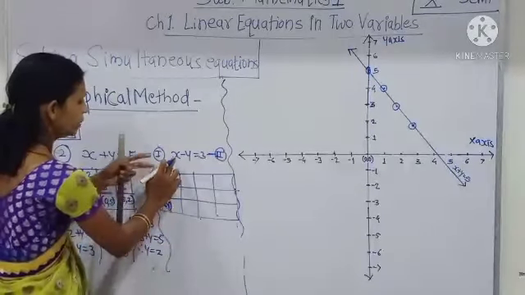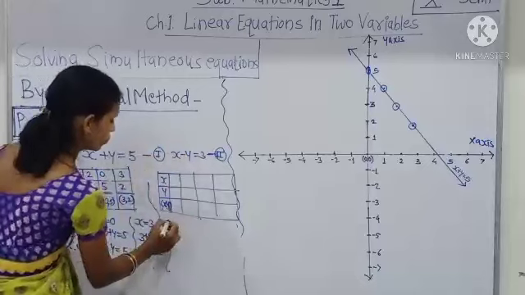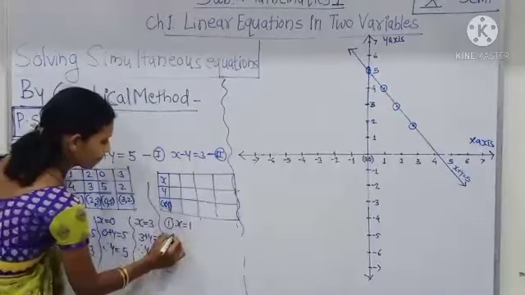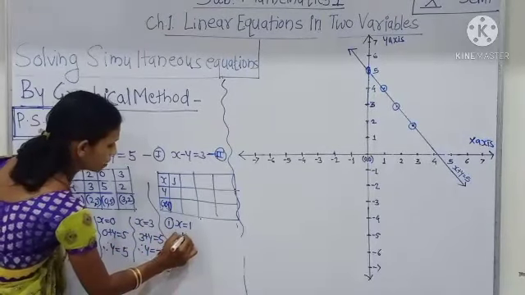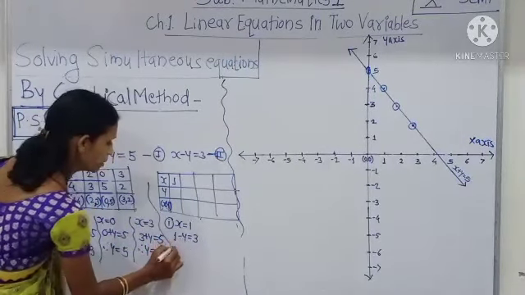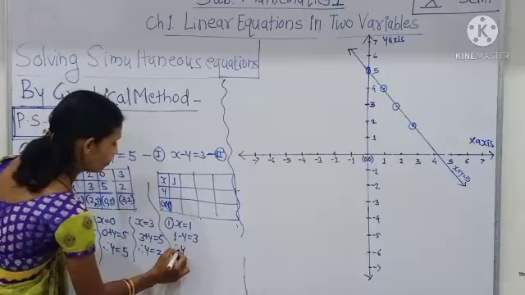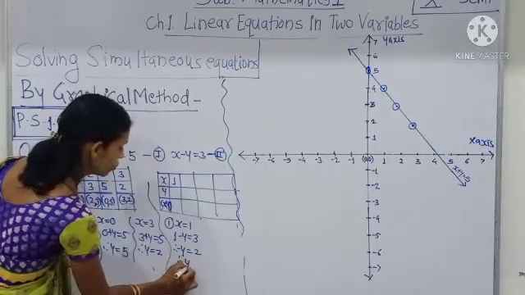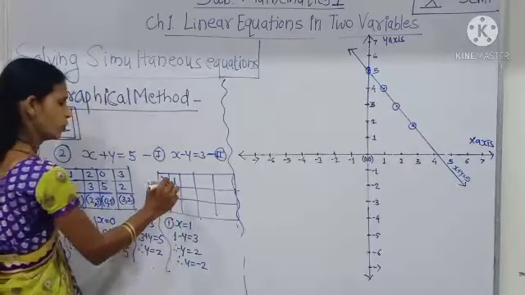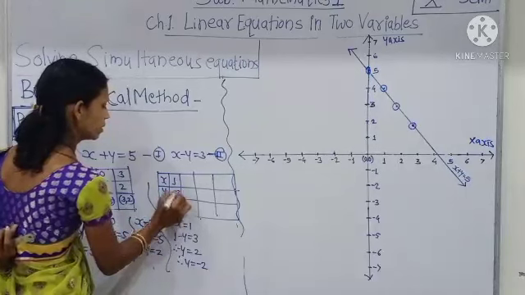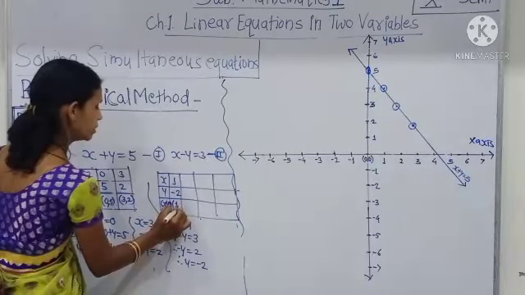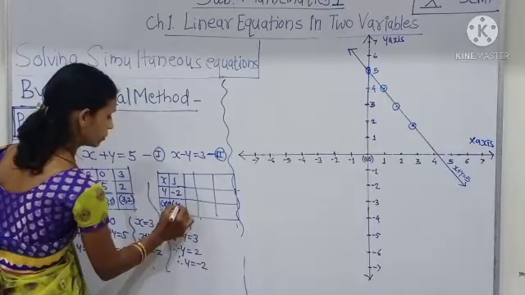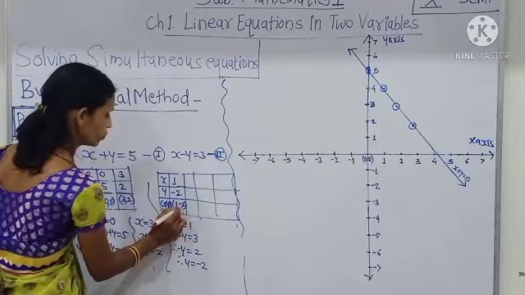Then see here, to get the first set, if x is equals to 1, then 1 minus y is equals to 3. Therefore, minus y is equals to 3 minus 1, that is 2. Therefore, y is equals to minus 2. Then see here, 1 and minus 2 is the first ordered pair, (1, -2).